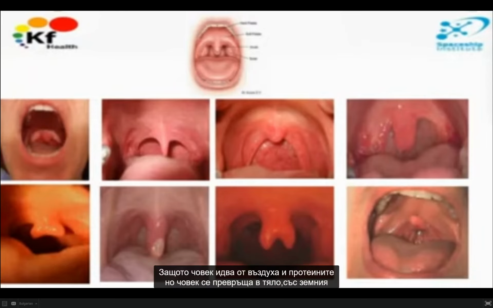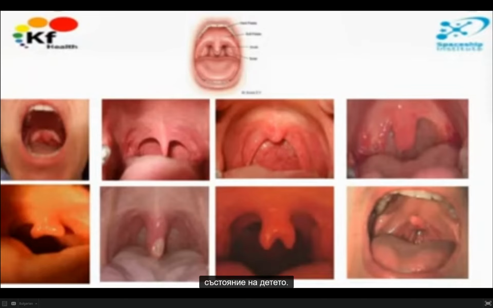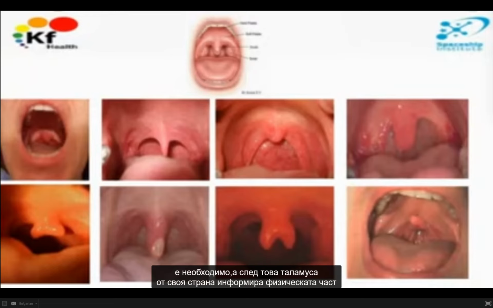Because man comes from the air in protein, but man becomes a body with the material of the earth. When a mother is pregnant, she still knows the situation, so she needs the material which is short from the ground, from the earth, to make the physicality of the child. So we feel through what we put in the mouth the connection with what is needed. And then the thalamus in turn informs the physical part: these are the things which are short, this is what is needed.